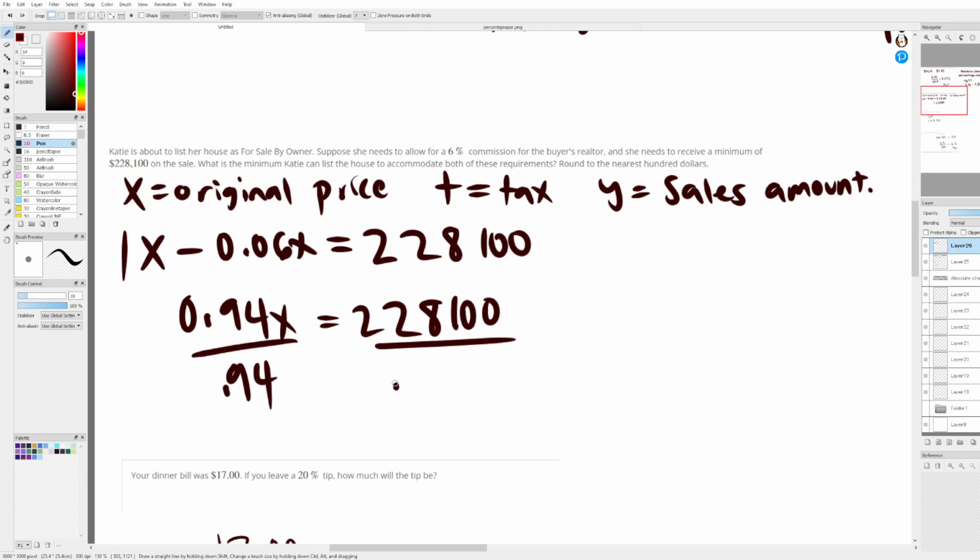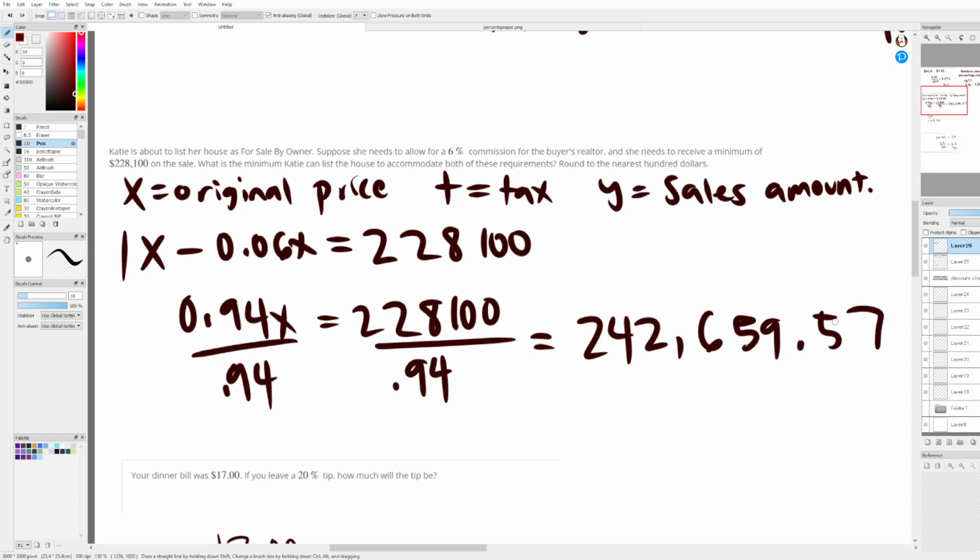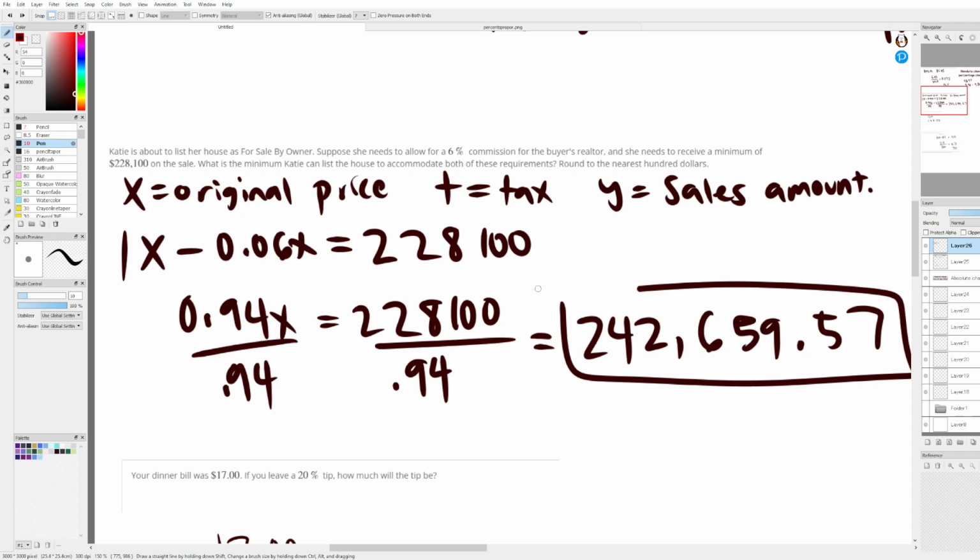Sometimes it's hard to think these problems through. And then you don't notice until the answer that you're getting feels a little bit wrong. Because we know that answer was going to be wrong because it was less than even the minimum that she wanted to receive. Anyway, with that error fixed, we have $242,659.57. This is going to be the amount that she needs to sell if she wants to have that minimum sale, as well as giving to the realtor.